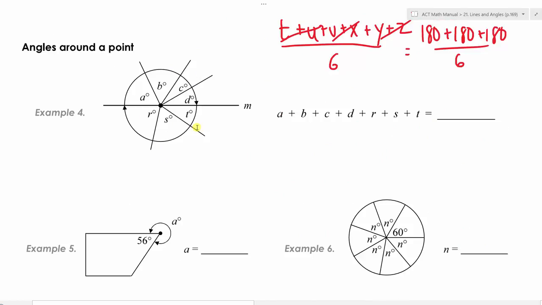Angles around a point, we talked about this on the previous page. Remember that angles around a point add up to 360 degrees.